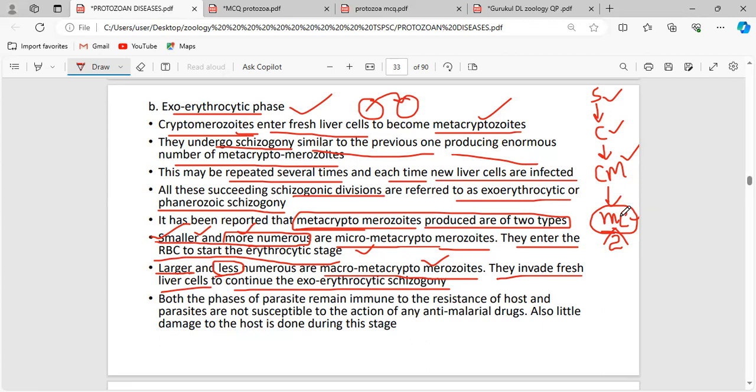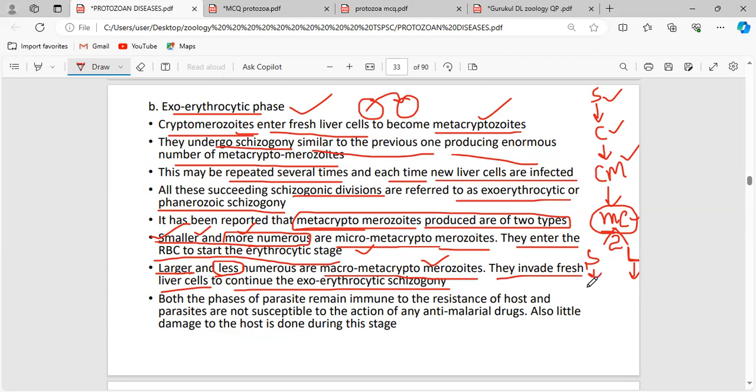The end product of the metacryptomerocytes is two different types of cells: one smaller and another larger. The smaller will be more numerous, larger in population, and the larger metacryptomerocytes will be less numerous, lesser in population. When compared to the larger, the smaller will be large in number. This smaller is called the micro metacryptomerocytes, and this larger is called the macro metacryptomerocytes.